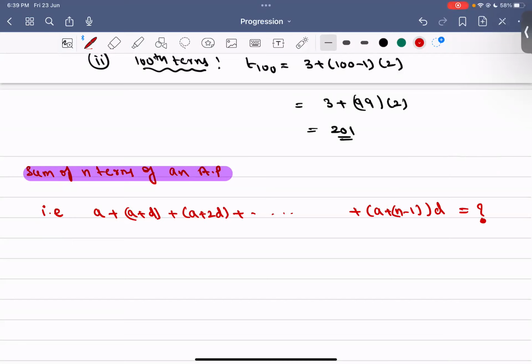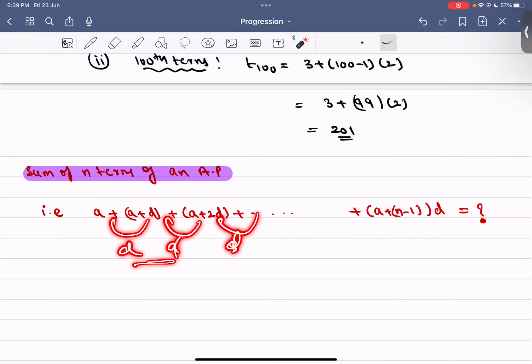So to find the sum of n terms of an arithmetic progression: it is an arithmetic progression, that is, the difference of two consecutive terms is the same. Here a plus d minus a is d, a plus 2d minus (a plus d) is d, and so on. So the common difference is d. This minus this is d, the next term minus this one will be d, etc.